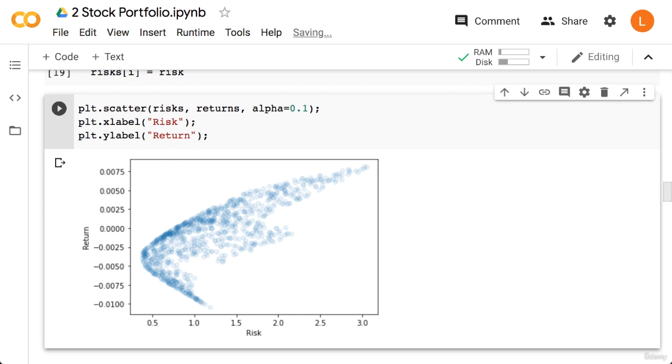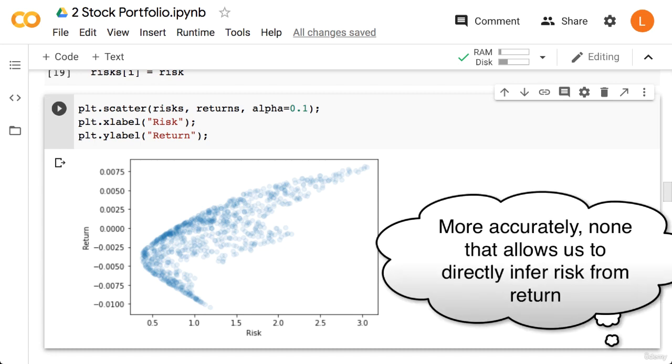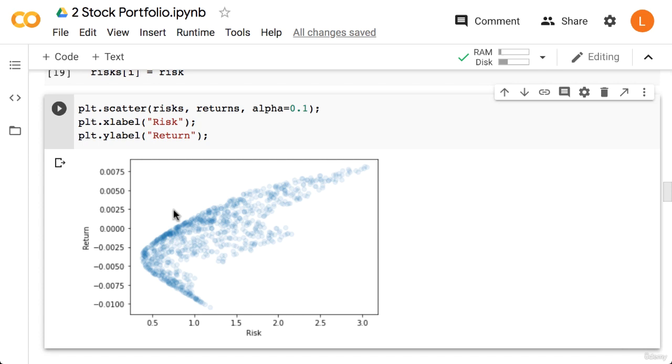Alright, so what do we see? We see that this no longer forms a nice, well-defined curve. Instead, we can see that points can now appear inside the curve. This is a consequence of having more than 2 assets. There is now no formula that connects the portfolio variance to the portfolio return.